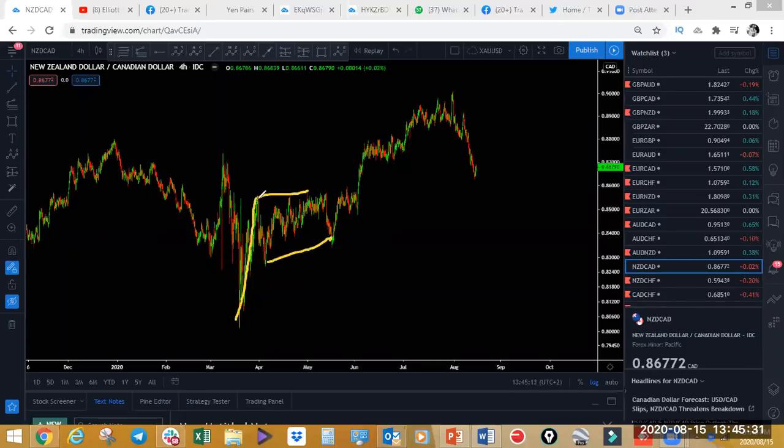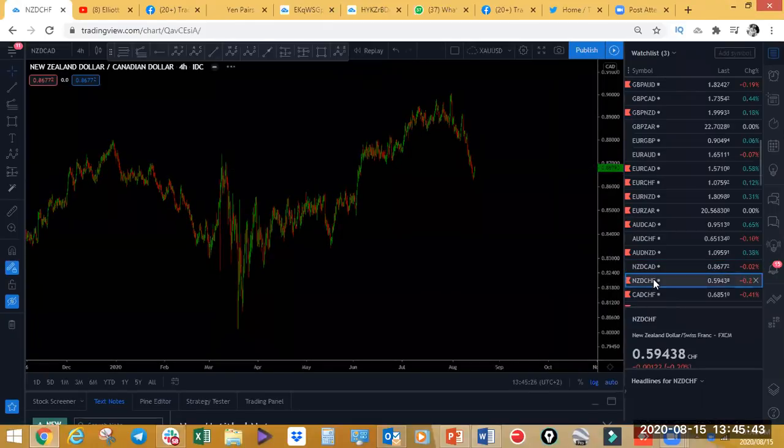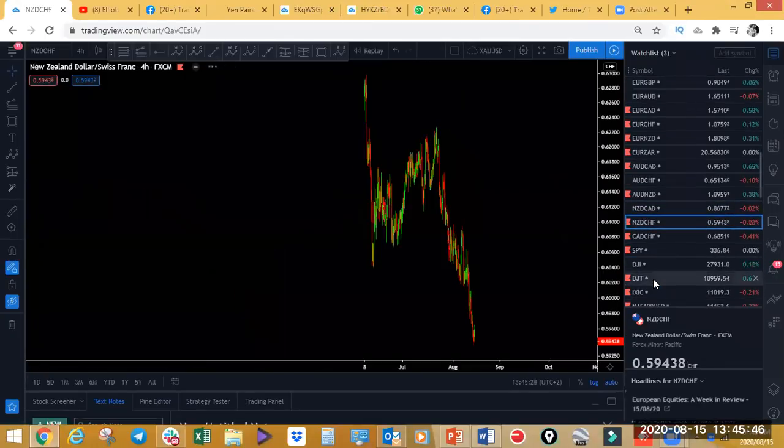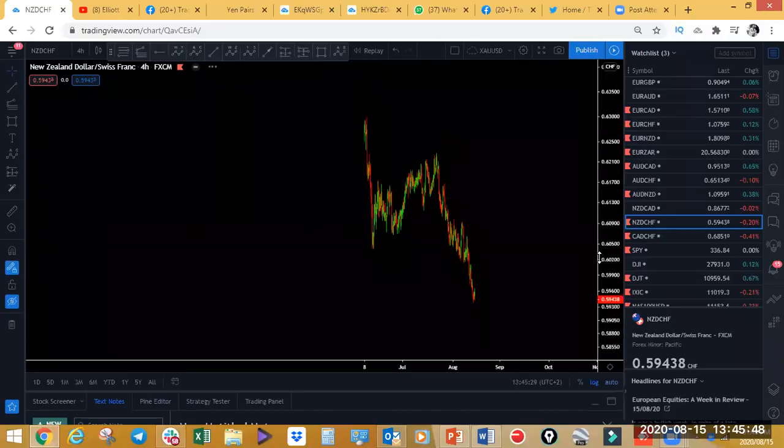It's 3 waves up, 3 waves back, and then 3 waves to the upside. Now that move looks to have completed. Even if this is not going all the way and we make a deeper correction like that, we're still going to see downside on New Zealand CAD. New Zealand CHF.